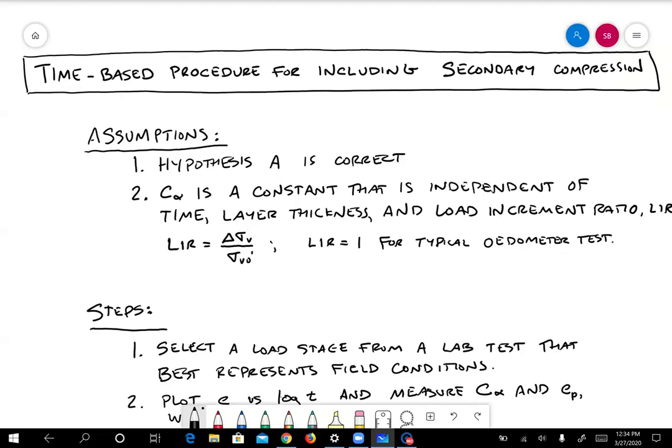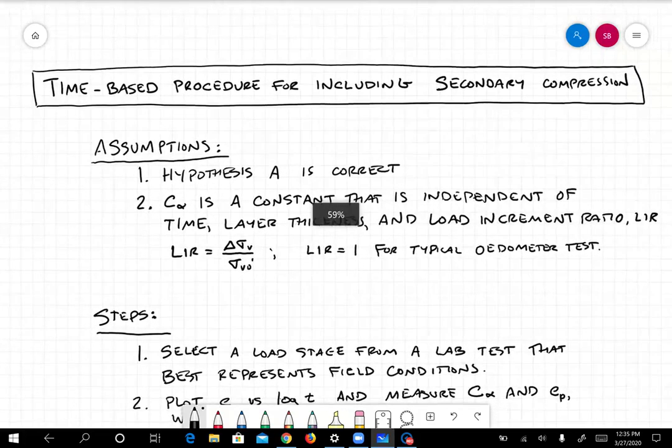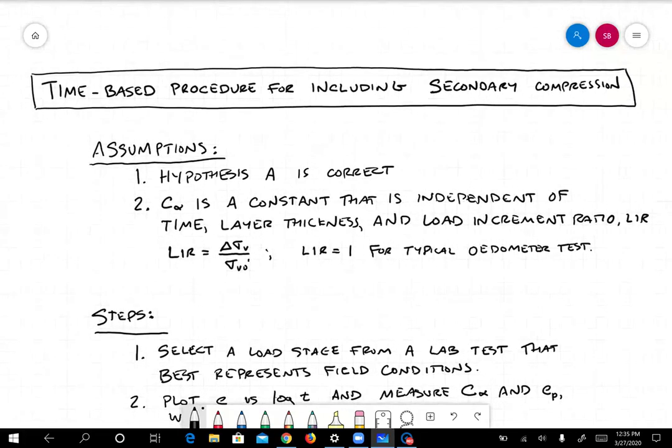We're also going to assume that C alpha is a constant. So the coefficient of secondary compression is a constant that does not depend on things like time, layer thickness, and the load increment ratio, or LIR, where load increment ratio is delta sigma v divided by sigma v naught prime. In a traditional laboratory odometer test, we usually double the load each time. That means that delta sigma v is equal to sigma v naught prime. Therefore, the load increment ratio is usually 1 for a typical laboratory odometer test.